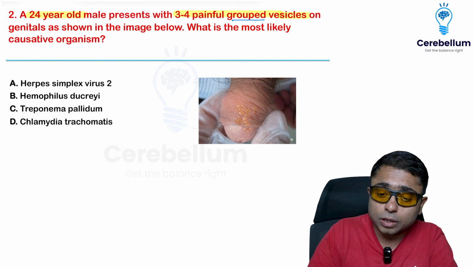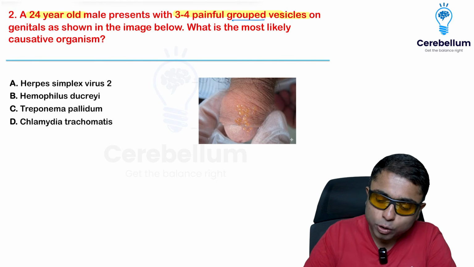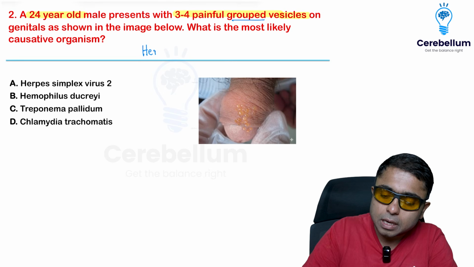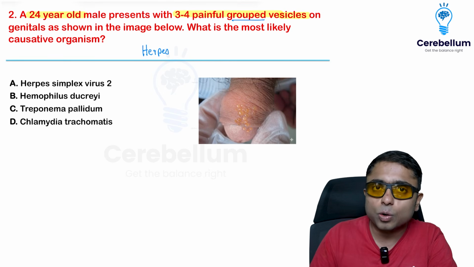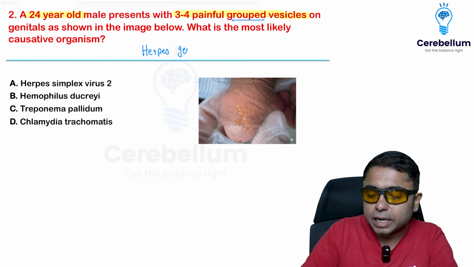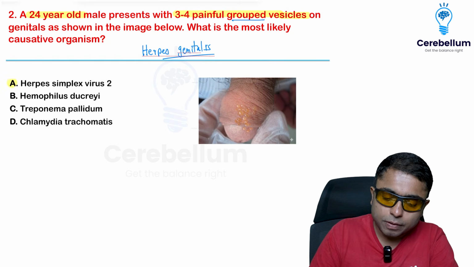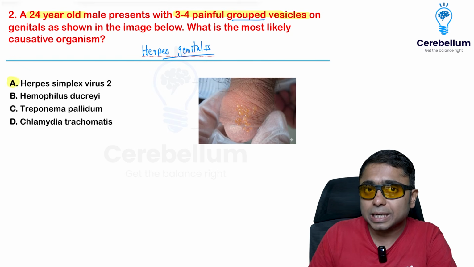What is the diagnosis you want to think of whenever there are grouped vesicular lesions, fluid-filled lesions? Always you should think of the diagnosis, which is herpes. If it is present near the oral cavity, it is herpes labialis. But if it is present in the genital area, it is called herpes genitalis. So what is the causative agent? It's going to be herpes simplex virus type 2.